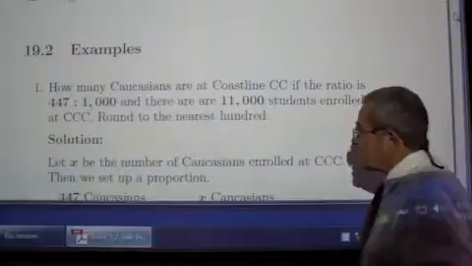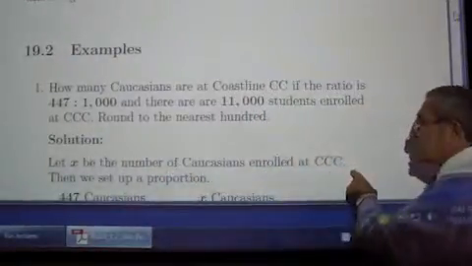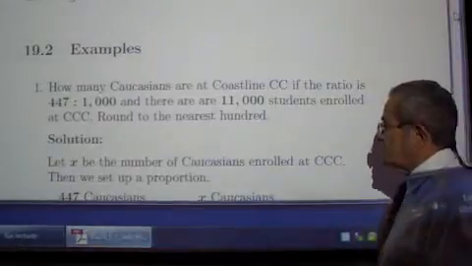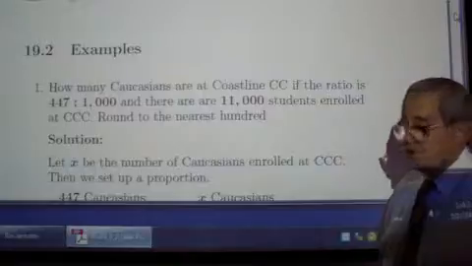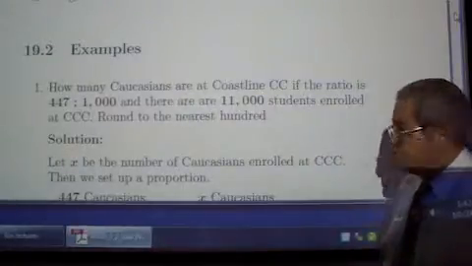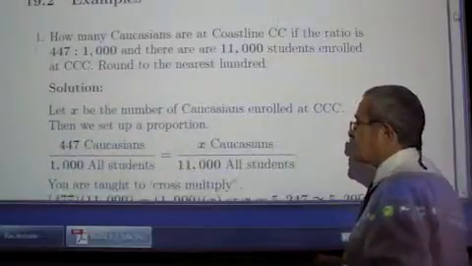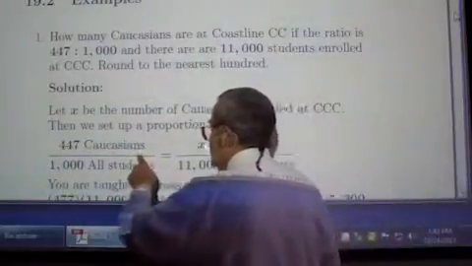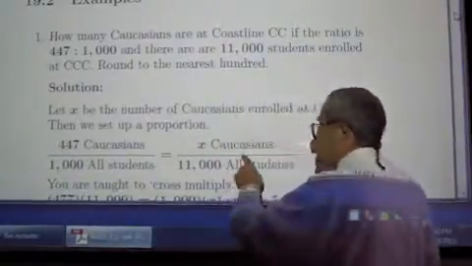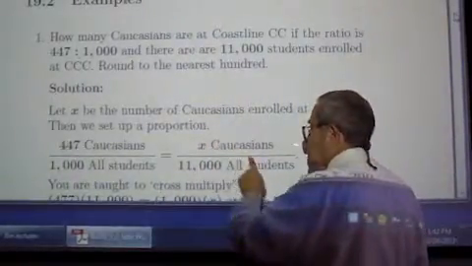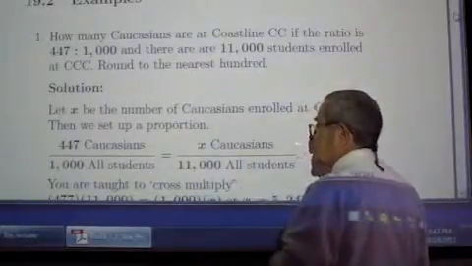I know the answer. There are X number of Caucasian students enrolled at Coastline Community College. Okay? I know the answer to every word problem. And so do you. Then we set up a proportion. 447 Caucasians to 1,000 all students. Same units, Caucasians in the numerator, x Caucasians, over a total of 11,000 all students in the denominator.